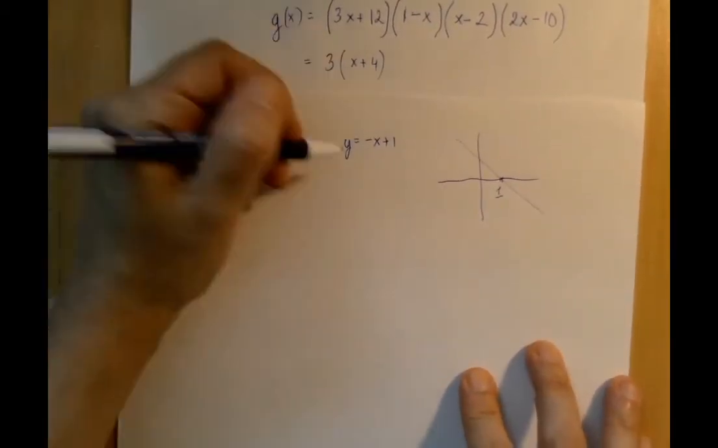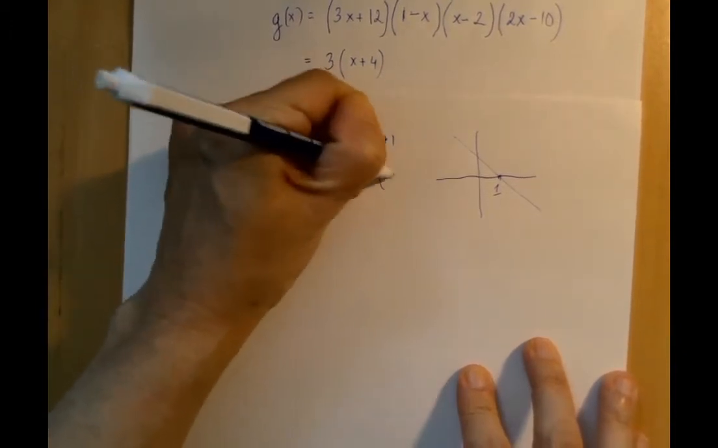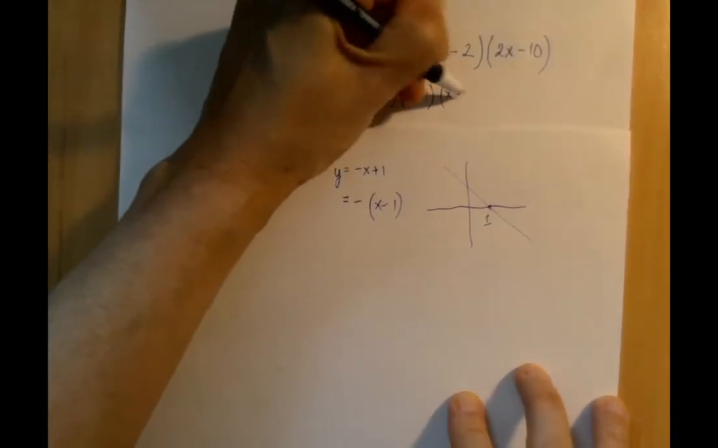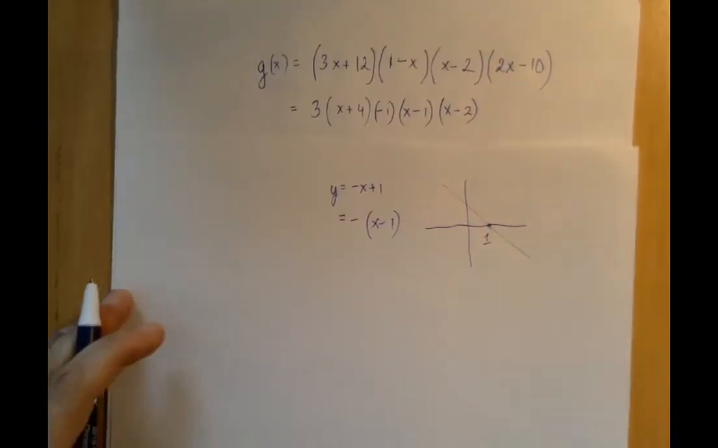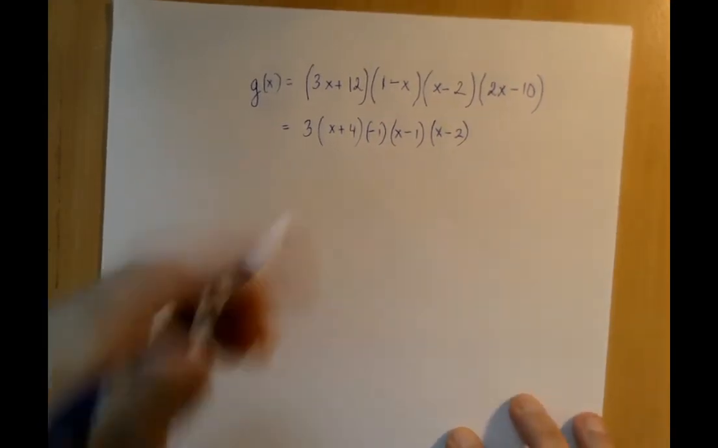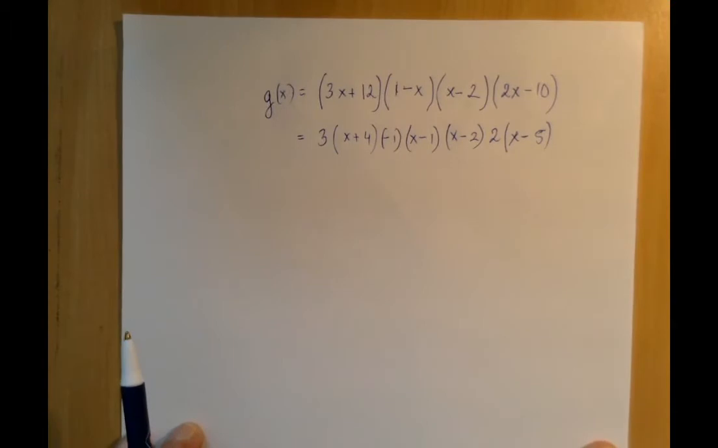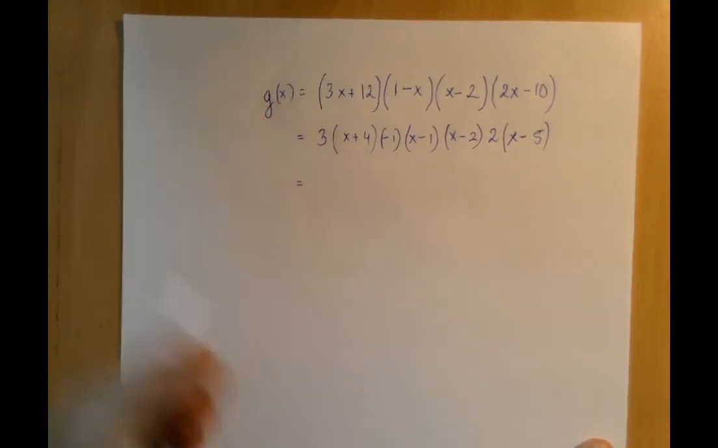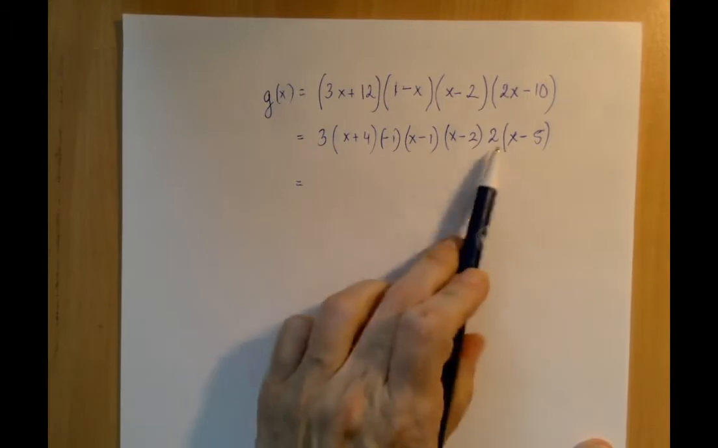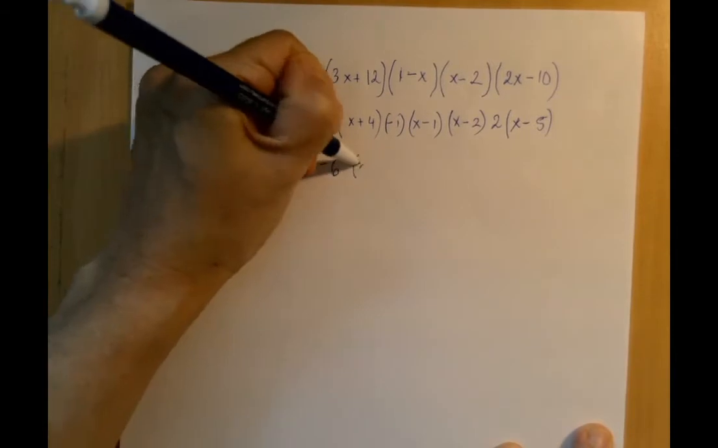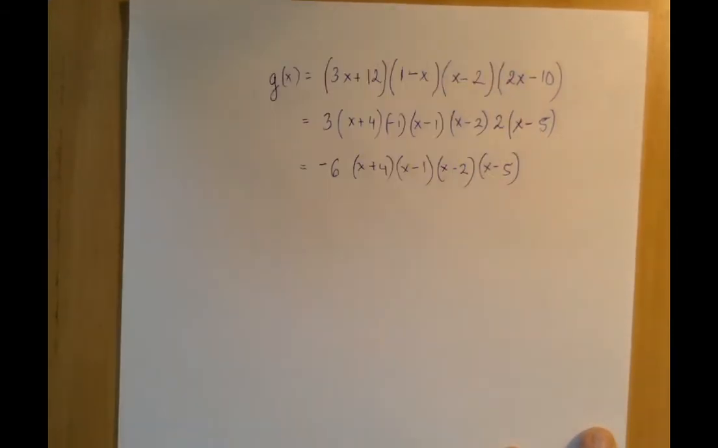Minus x plus 1 is the same as minus x minus 1, right? This is minus x, this is plus 1. And then x minus 2 is already as reduced as we need it. And then this 2 will not bother us much, but it is still good to factor out the leading coefficients because then we can easily read the zeros. Okay. So now what do we have? We're going to gather all the numbers up front. We have a 3, a negative 1, and a 2. So we have a multiplier of negative 6. And then 4 linear factors, x plus 4 times x minus 1 times x minus 2 times x minus 5.